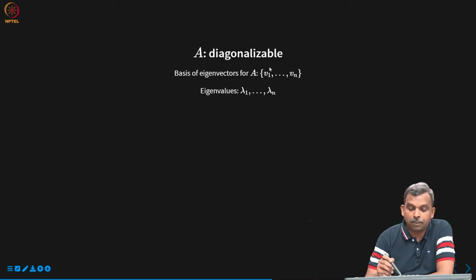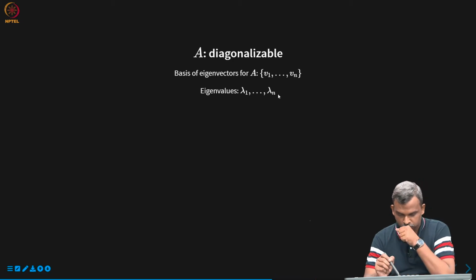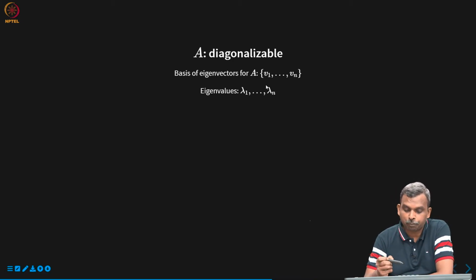If A is diagonalizable, we know that there is a basis of eigenvectors for A, v1 to vn, and there are corresponding eigenvalues lambda 1 through lambda n. Remember, there may be repetitions here. I am writing it as lambda 1 through lambda n for simplicity, but there could be repetitions. Keep that in mind.